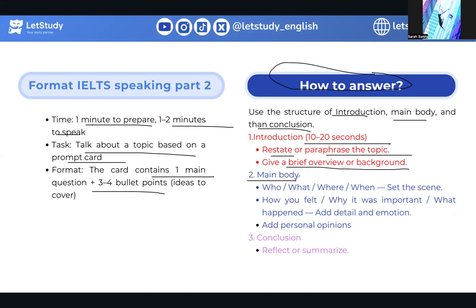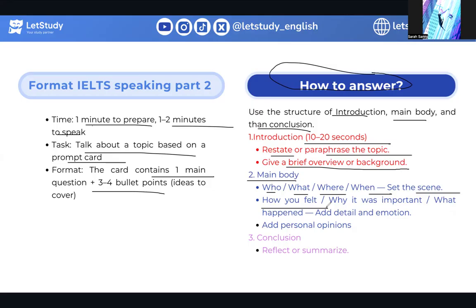Nah, the main body itu usually bagian yang paling panjang, yaitu bisa 1 menit atau ya 1,5 menit. You have to explain the who, what, where, when to set the scene, how you felt. Nah, hal yang paling penting dalam bagian main body itu kalian harus make it personal. Jadi jangan bicara secara objektif, kalian harus kasih view sendiri tentang topik tersebut.